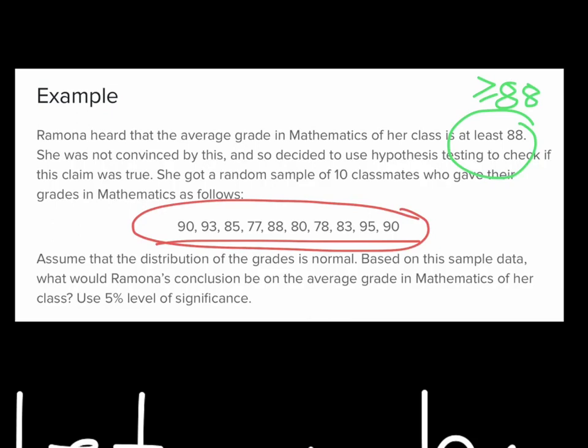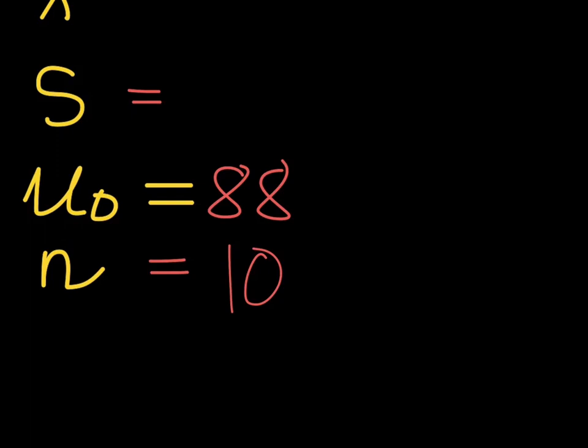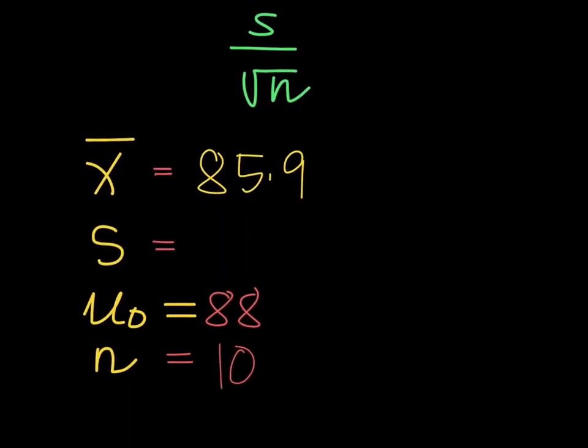In this video, I'm going to assume that you know how to find the sample mean and the standard deviation of these numbers using your calculator. If you don't know how to find these values, there are several videos that you can refer to online and follow the instructions on how to find the sample mean and the standard deviation. Based on my computation, the sample mean is 85.9 and the standard deviation is 6.2973. So I'm using up to 4 decimal places whenever it is possible.